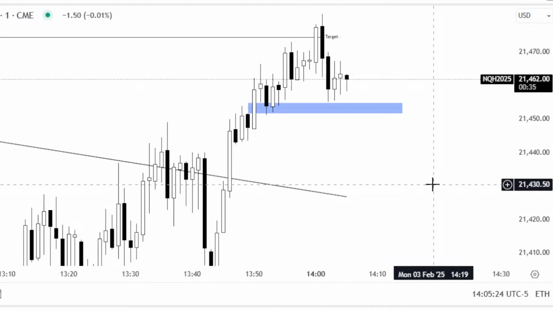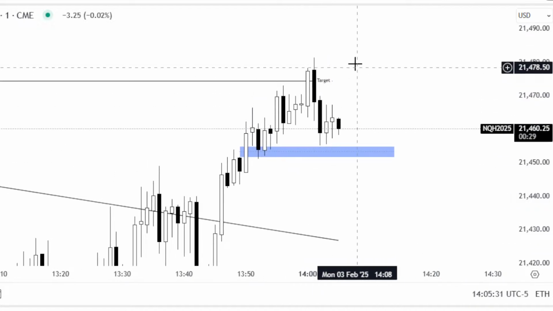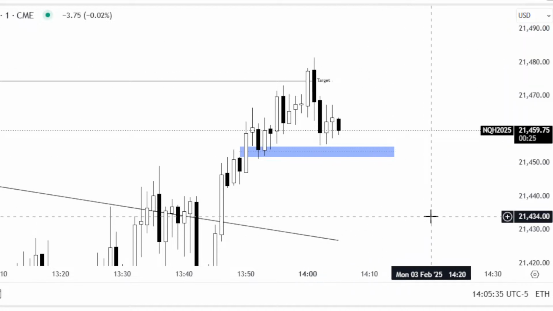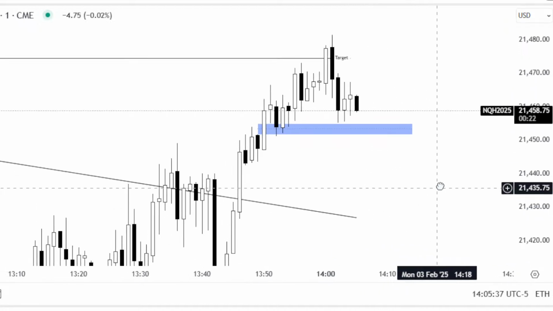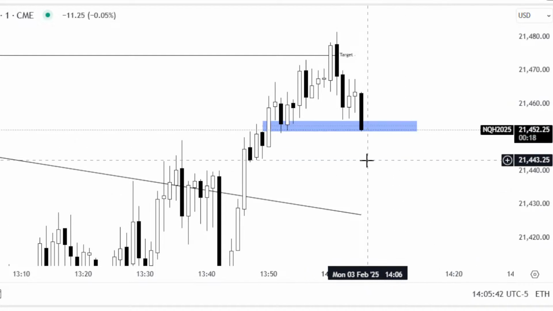But yeah, let's see if we can get a better type of setup. We could see price go back up to take this high out and leave a fair value gap, gets inverted and then trickle down. Or it can just close below here now.